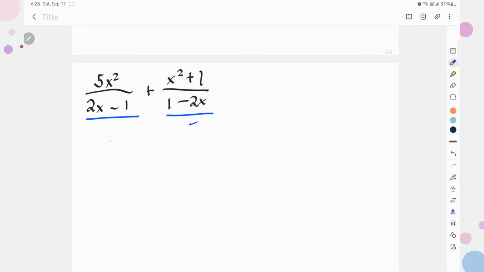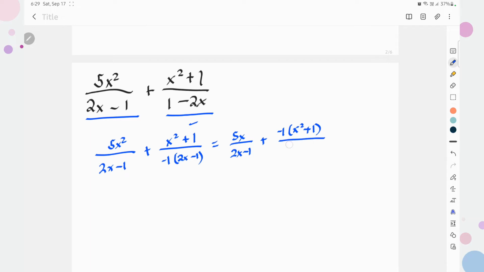So what I will do is copy this one, 5x squared over 2x minus 1. I thought that there's no 1 there, but it turns out it's addition. So I have here x squared plus 1, and then I'll factor out negative 1, so I'll have 2x minus 1. They're almost the same, and then I'm going to bring up negative 1 there. So I have 5x over 2x minus 1 plus negative 1 times (x squared plus 1) over 2x minus 1. For the final setup, I have 5x plus negative x squared minus 1, all over 2x minus 1.